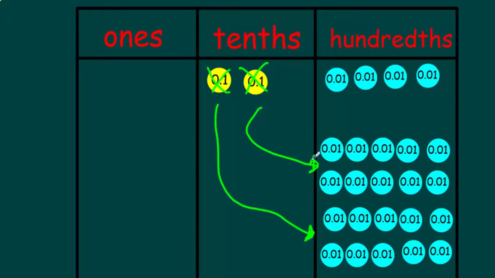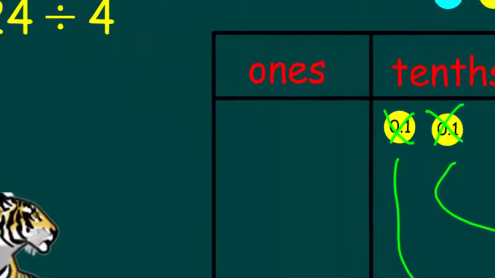And I have 10 hundredths here, and then I have 10 hundredths right down below here. Well, if I have 10, and another 10 hundredths here, I have 20. Now I have 24 hundredths within my hundredths place value. Well, if I have 24, and I want to make four equal groups, how many am I going to have in each group?